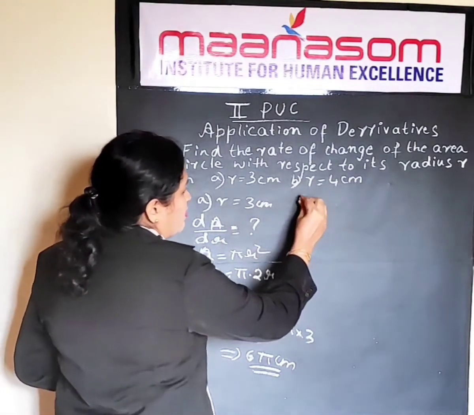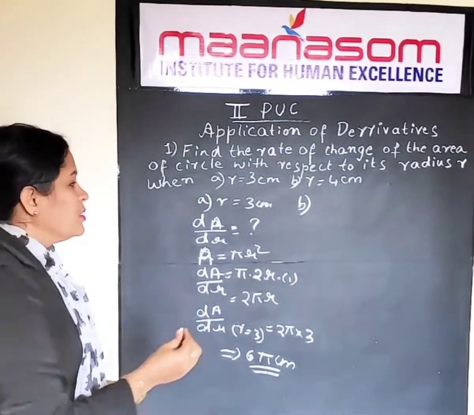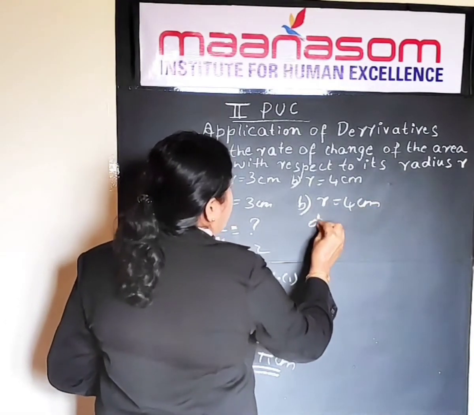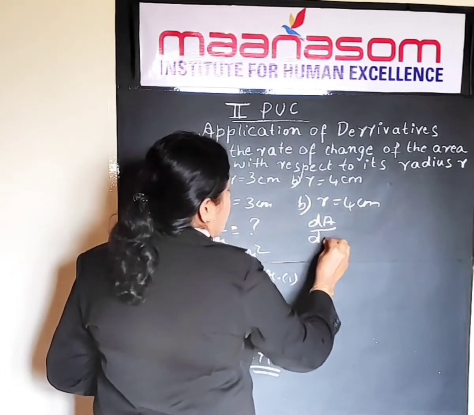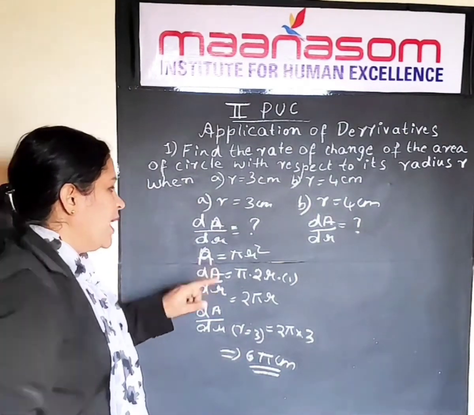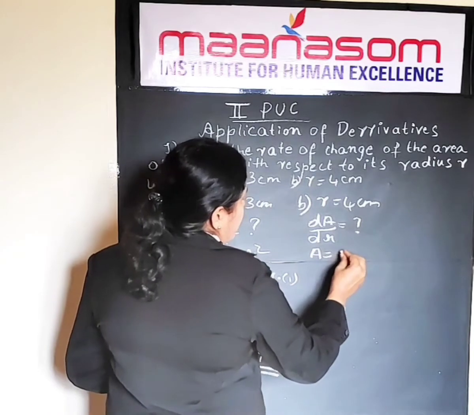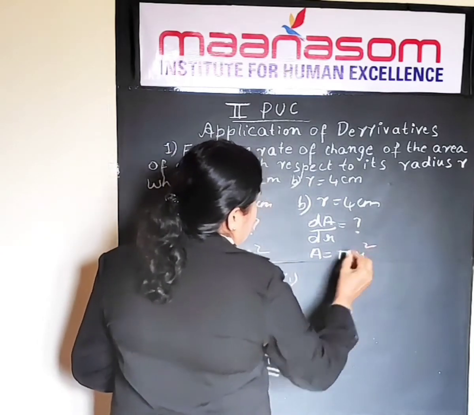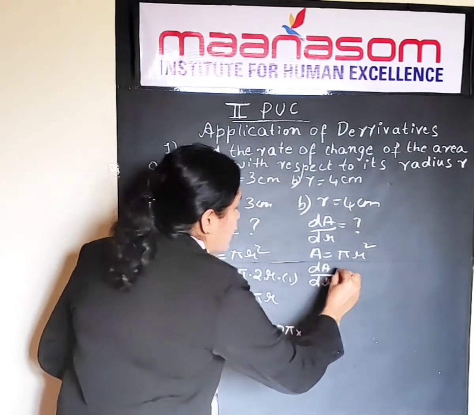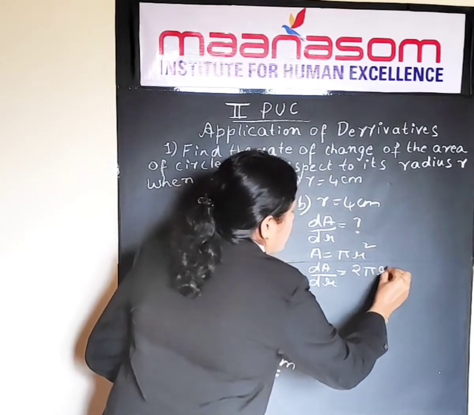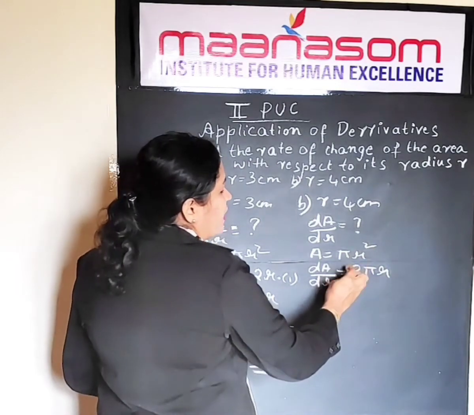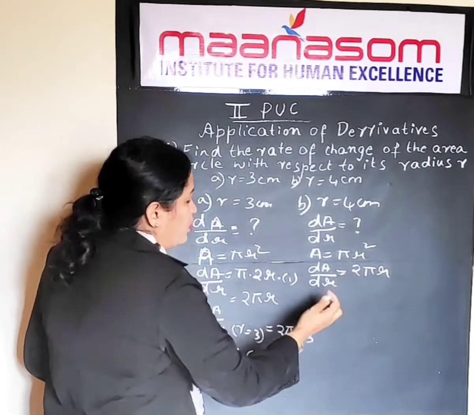Now let us solve question number B. Given r is equal to 4 centimeter, we have to find what is dA by dr. As we have already done in problem A, the area of the circle A is equal to pi r square. So the rate of change of area with respect to r, that is dA by dr, is 2 pi r. Because pi into d by dr of r square is 2r and d by dr of r is 1. That is how we get 2 pi r.